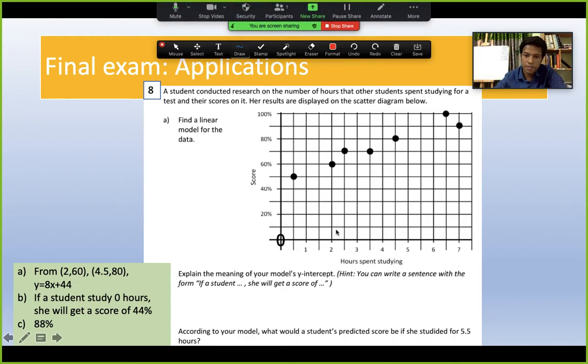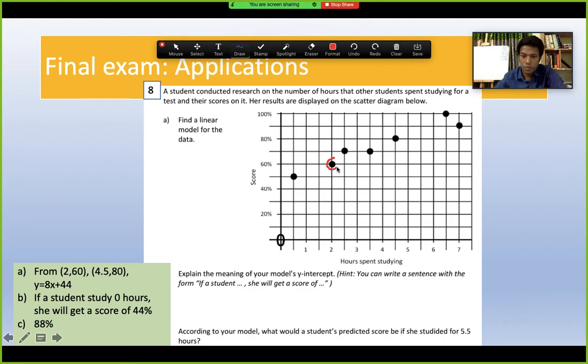One is 2, 60. Why we have chosen this? Because if we choose these 2 points, it looks like the line goes through almost the middle of all the values. If you try to imagine some line, if you choose this point and this point, it looks like all of them are close to that line. So we have to first choose 2 points. These 2 points are chosen.